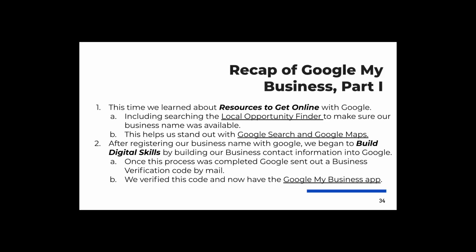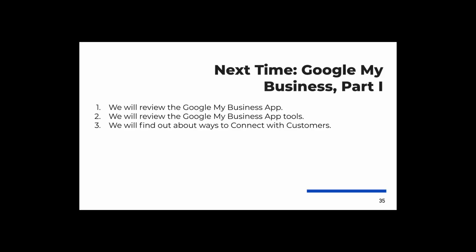And then after registering our business name with Google, we began to build digital skills. The way we began to build our digital skills was by entering our contact information, getting that verification code from Google, and getting access to the Google My Business app. So next time in part 2, we will review the Google My Business app and its tools, and we will find out ways to connect with customers. Next time our focus is going to be on, once you get this Google My Business tool, what can you do with it?